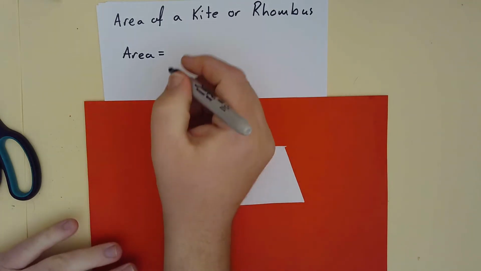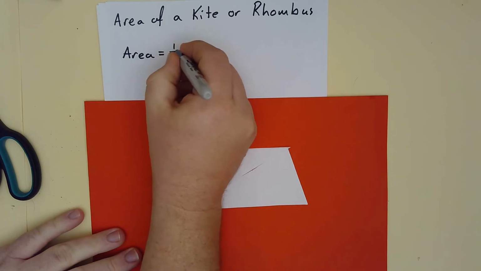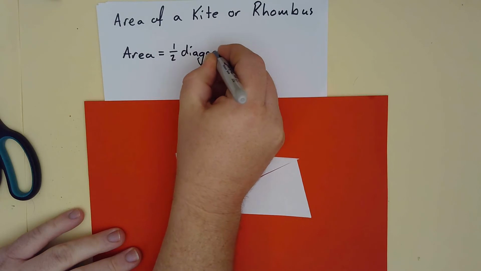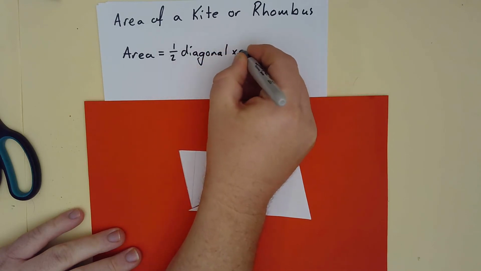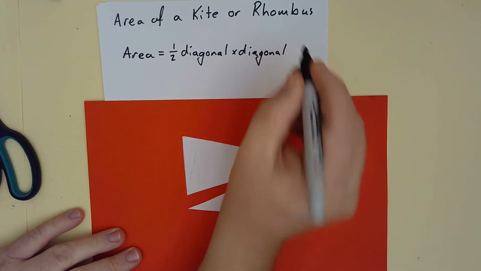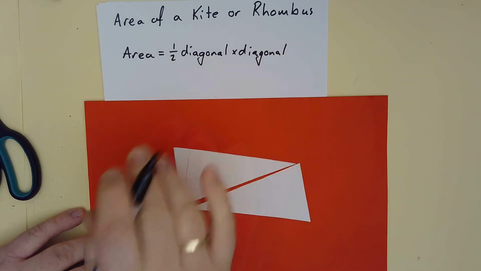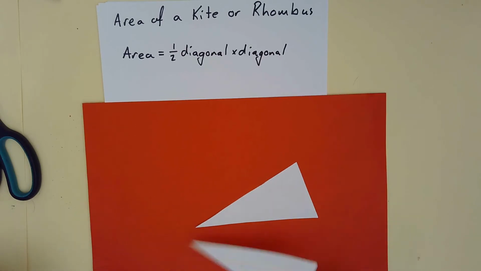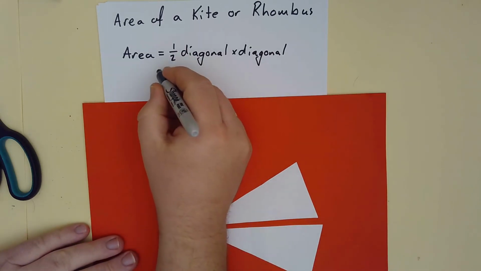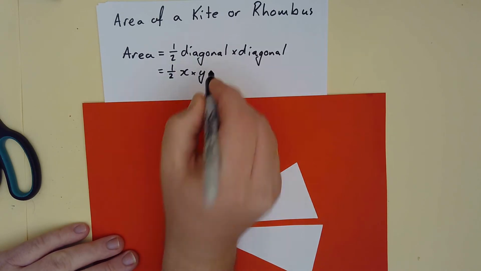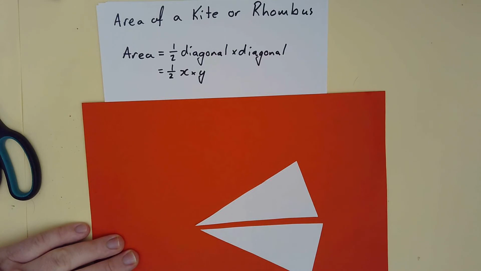Now I'm going to abbreviate that. I'm going to just say it's a half diagonal times diagonal. Now, we don't like to use height and breadth for that because it's a bit more confusing with a kite. So we tend to say that's a half x times y, where x and y are our two diagonals.